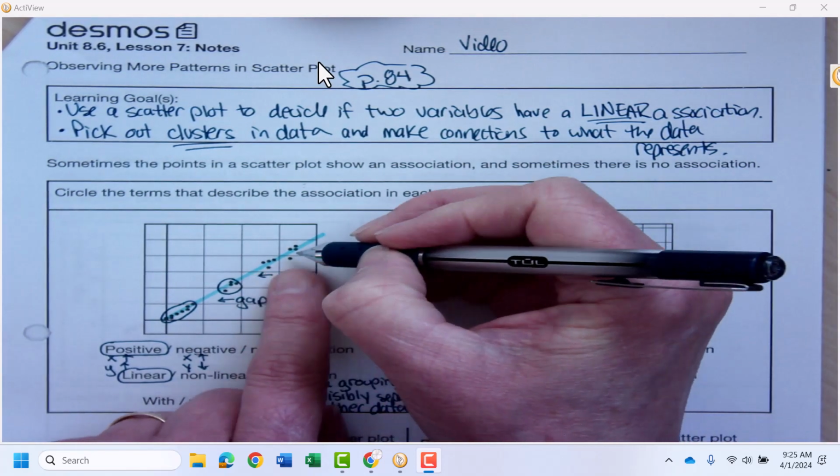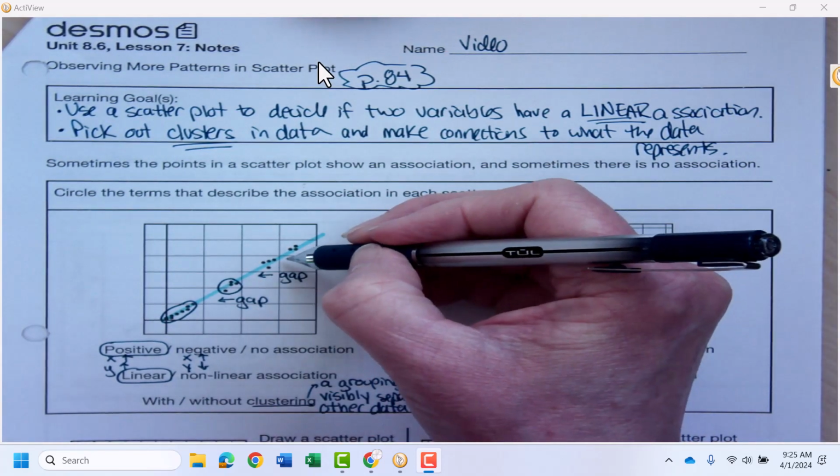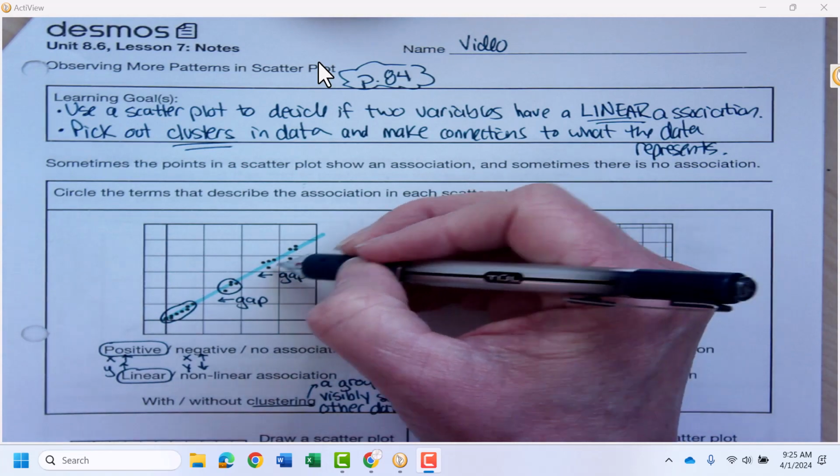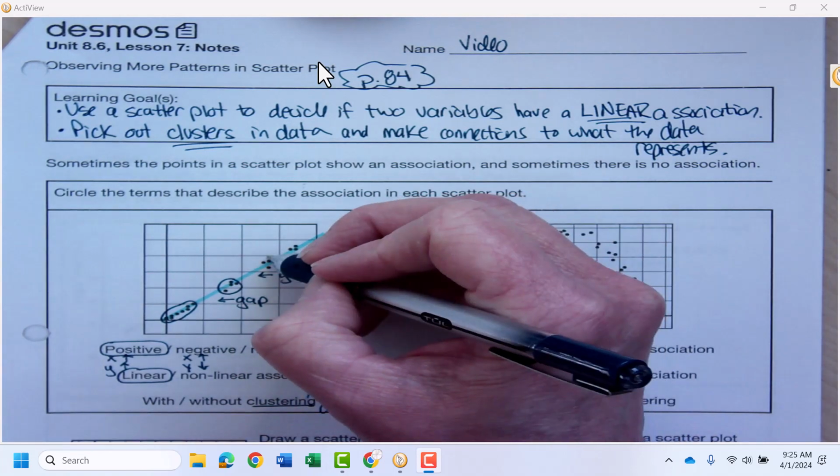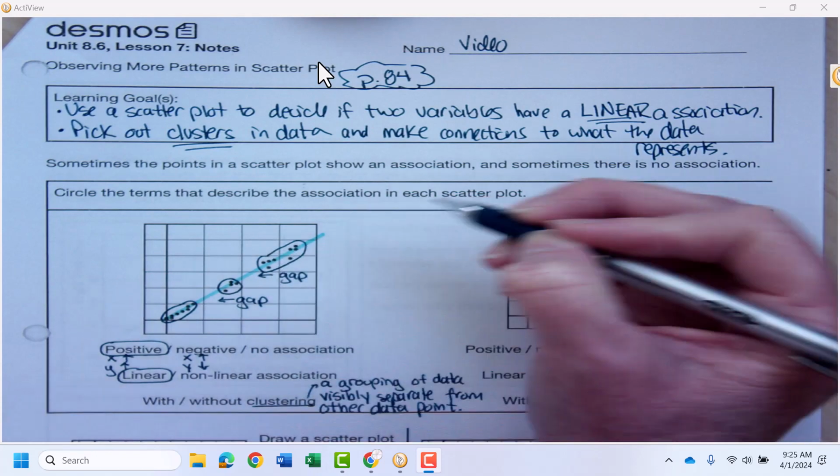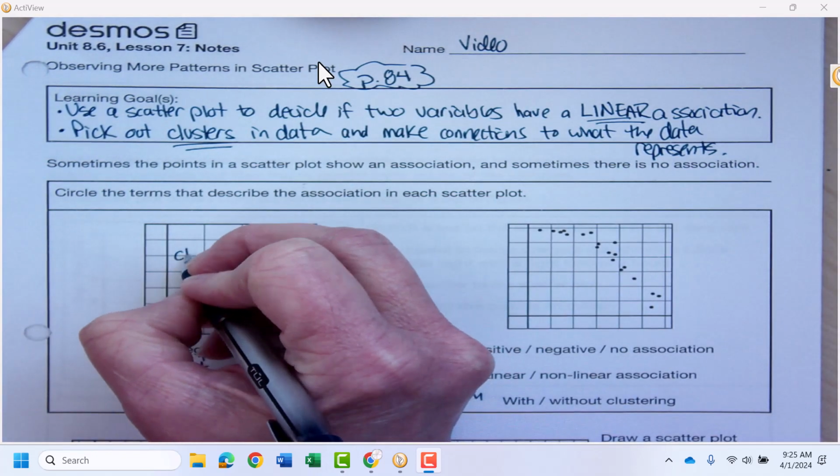And I'm just going to go ahead and smush all these together, but my judgment's making me think, should I smush these into 2 or just 1? I'm going to just use my judgment and make them 1. So these are all clusters of data.